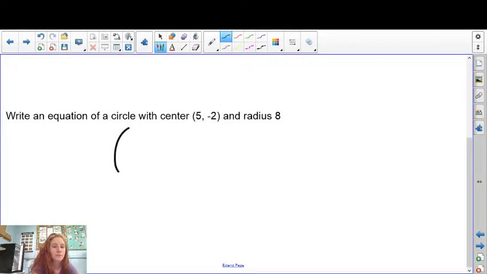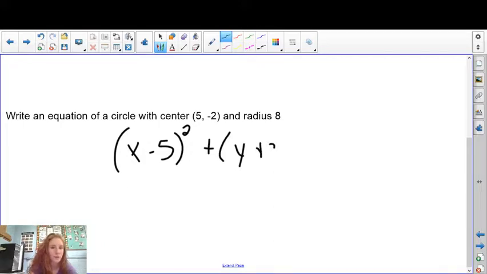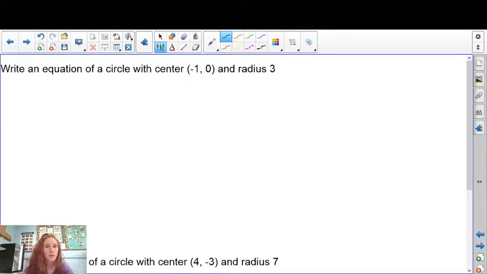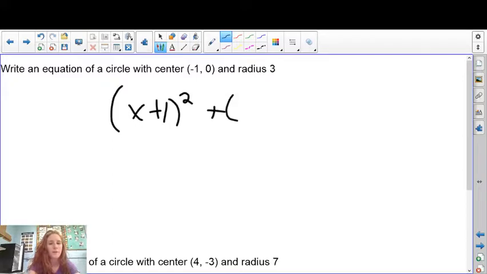Next one, (x - 5)² + (y + 2)², that's a really good plus sign or addition symbol, is equal to 64. Next one, I have (x + 1)² + (y - 0)² = 9.